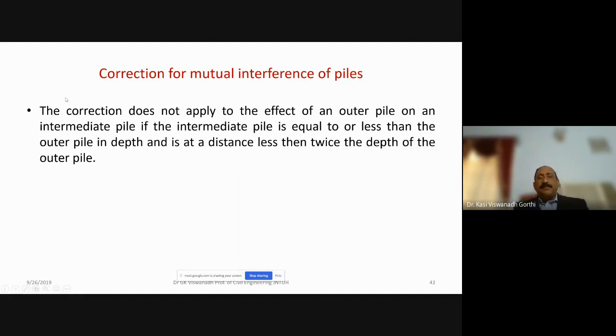So the correction does not apply to the effect of outer pile on an intermediate pile if the intermediate pile is equal to or less than the outer pile in depth and is at a distance less than twice the depth of the outer pile. This is a small exemption. So we don't need to calculate the interference of the pile, or there will be no effect, provided this condition is satisfied. What is the condition? That the distance between the intermediate pile and the end pile is less than twice the depth of the outer pile. And the other thing is that if the intermediate pile is equal to or less than the outer pile in its depth, then also you don't need to consider the effect of mutual interference on the piles.